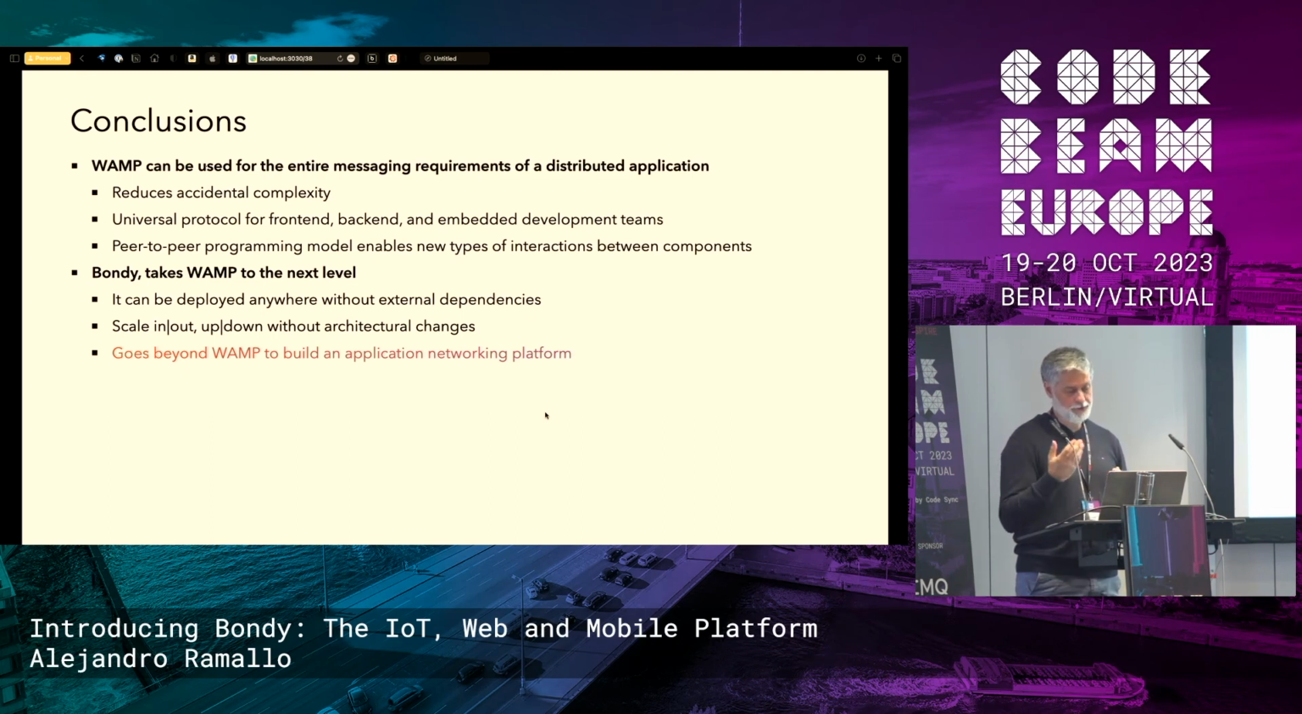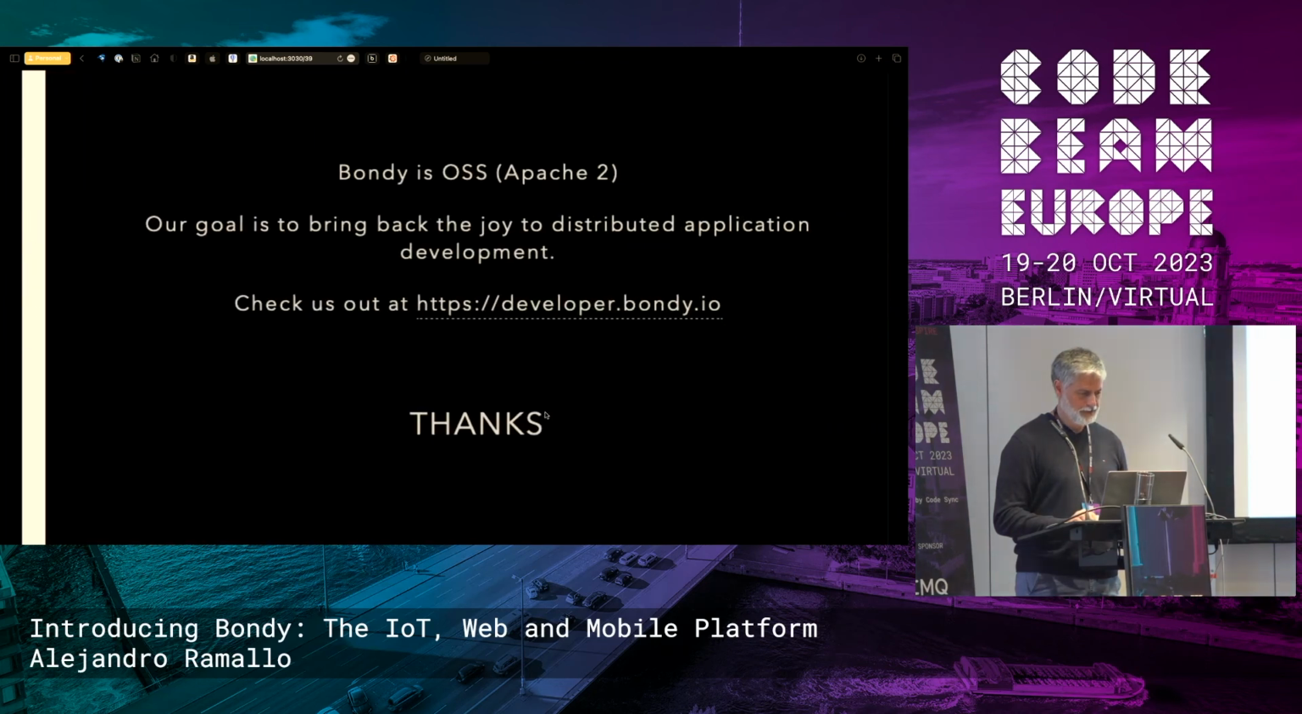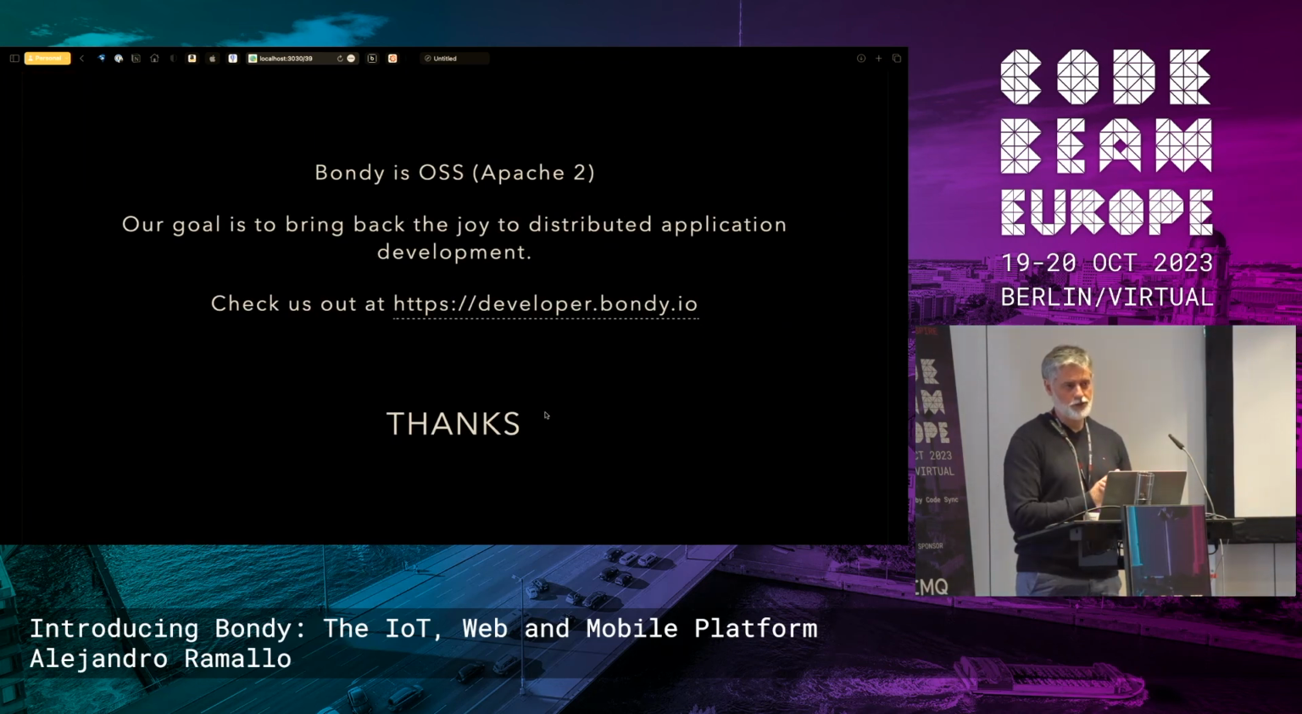You can scale in and out, up or down. And with the other features that we're adding and with the vision that we have, we're trying to go way beyond WAMP, into building, if you want, the distributed operating system. There are more things to come, such as reliable workflows of WAMP functions and all kinds of things that you can build once you have this core capability in place. Bondy is open source, and our goal is to bring back the joy to distributed application programming. So check us out there.